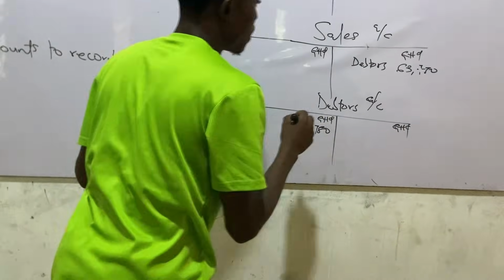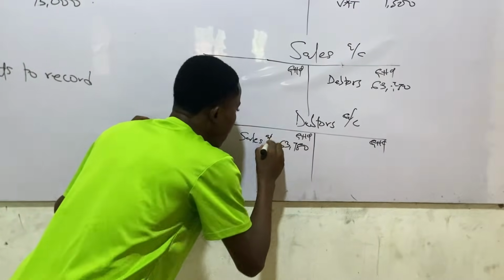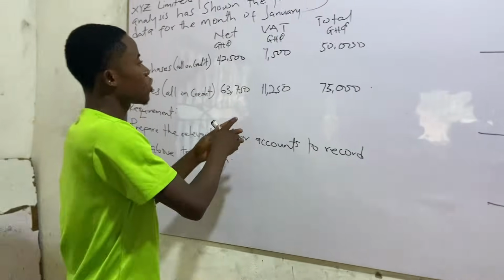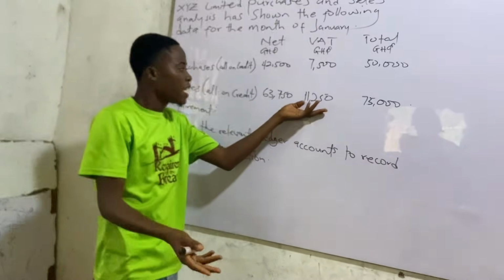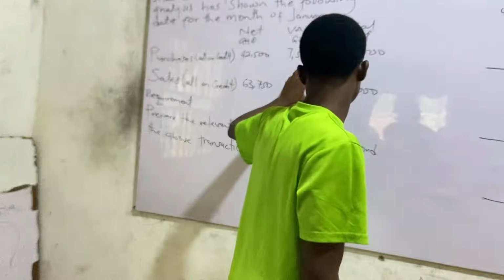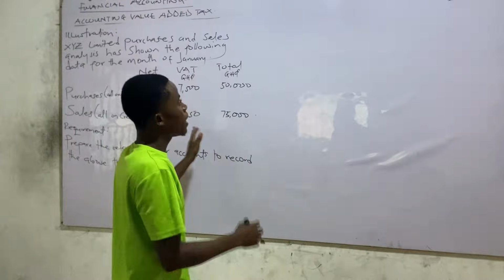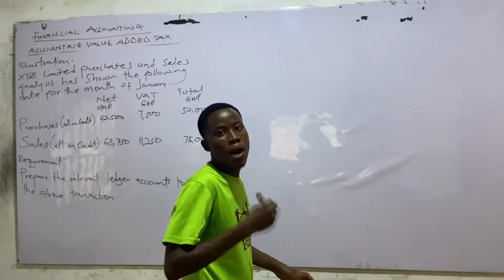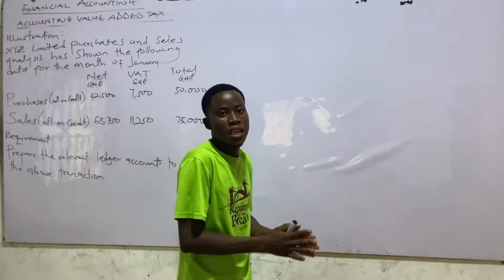63,750, which is sales account. Now the total amount we sold the goods was 75,000. And then we imposed the VAT of 11,250. So we are supposed to add this to our debtors account. So now let's prepare the actual VAT account, and then we know the amount that we are supposed to pay to the Ghana Revenue Authority as VAT for the organization.